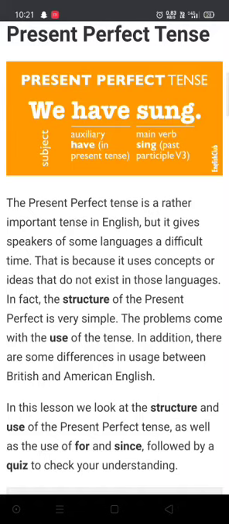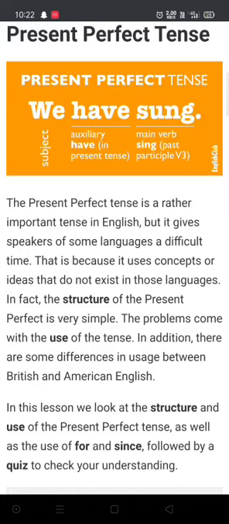I am Mrs. Sangeeta Saxena and today we'll move on to the third type of present tense, that is present perfect tense. So let's first see what is present perfect tense.